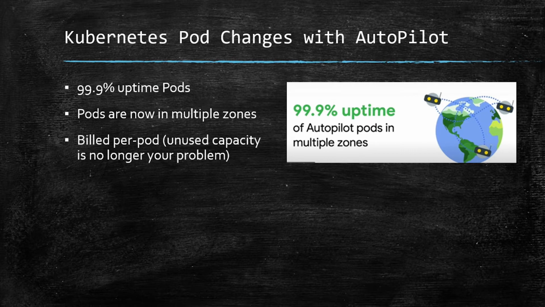Next, which is really cool, you only get billed per pod. So with any unused capacity, like let's say you have 3 worker nodes running and you're paying for a worker node that the application isn't actually using, you don't have to worry about that anymore, because you're getting billed per pod, you're getting billed per application deployed. So with that, let's go ahead and jump into the demo on how to set up GKE Autopilot.